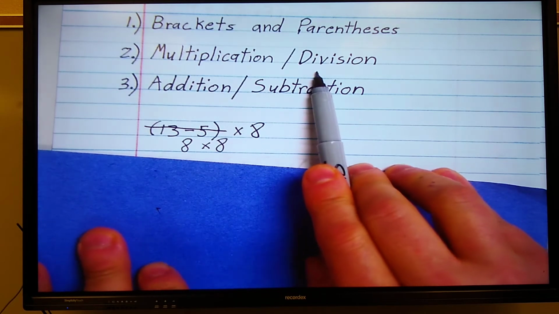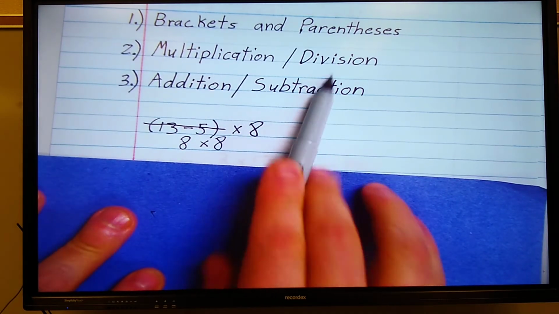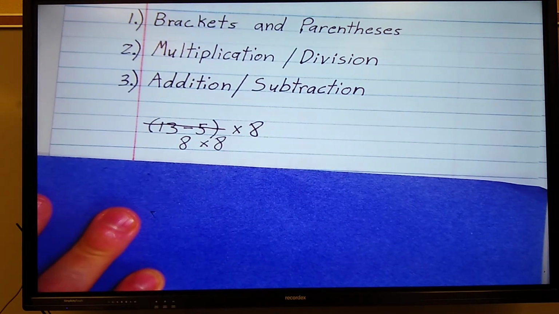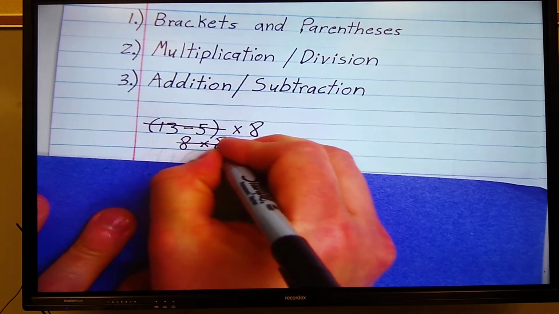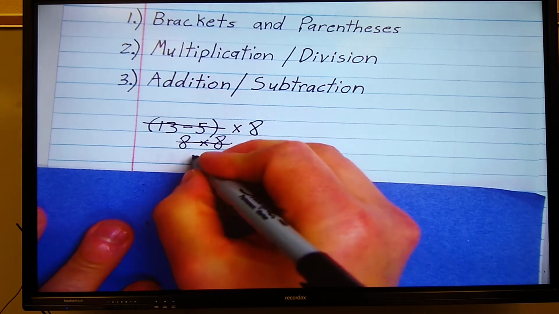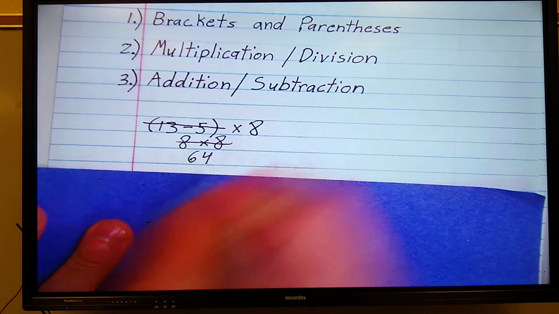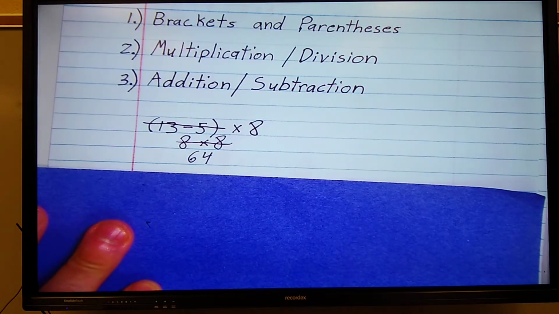Multiplication and division from left to right. Do I have any of that? Yes, I do. I only have one thing left to do. 8 times 8. I know my multiplication facts, so 64. And that's it. I'm finished. That right there only required 2 things to do. But I had to make sure I followed the steps.